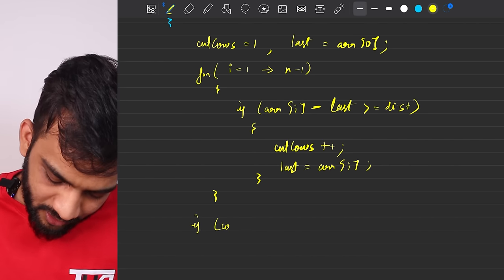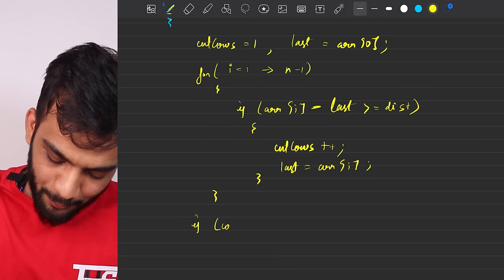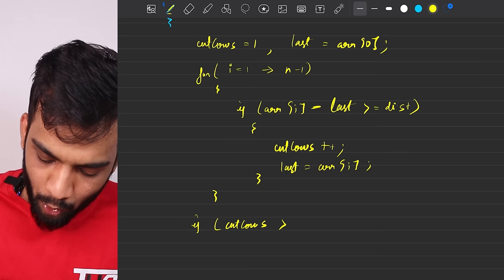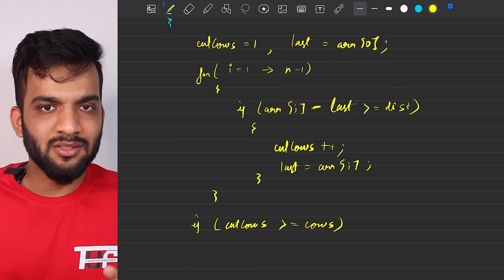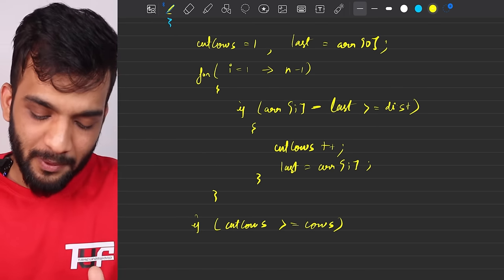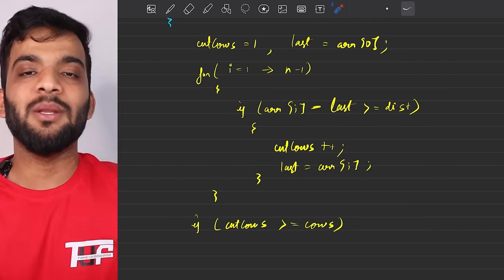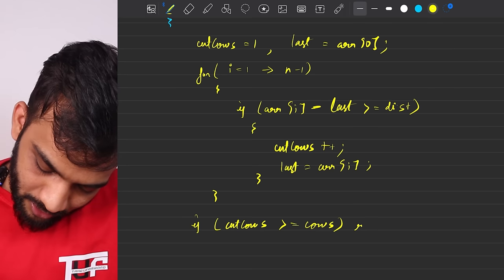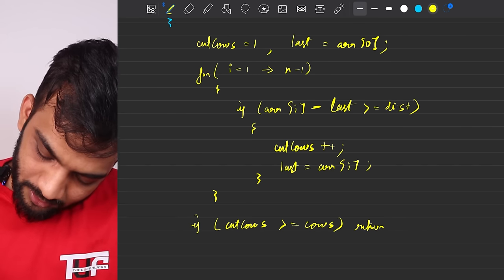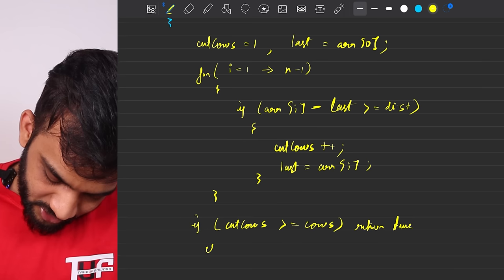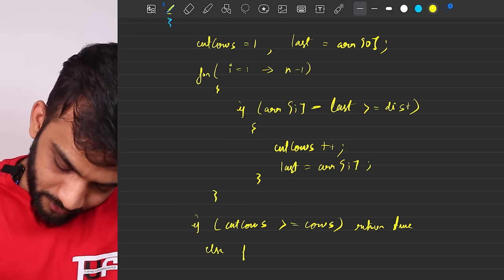At the end of the day, if the count of cows is such that you are able to place more than the required number of cows, that means you were able to place cows by maintaining a minimum distance. Thereby you go ahead and return that it is possible, or else you say it is not possible, where you can return false.